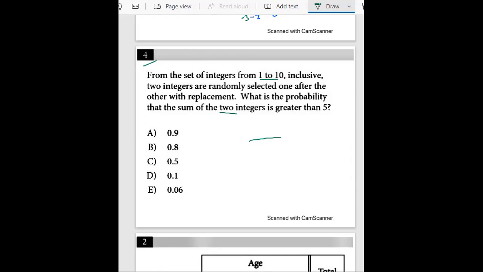So we have 10 numbers, and I had to count this because at times we have 0 to 10 and students again write 10. In case of 0 to 10, we have 11 numbers. So this makes it 10 numbers inclusive of two integers. Two integers are randomly selected, one after the other with replacement. What do you understand by this term? With replacement.